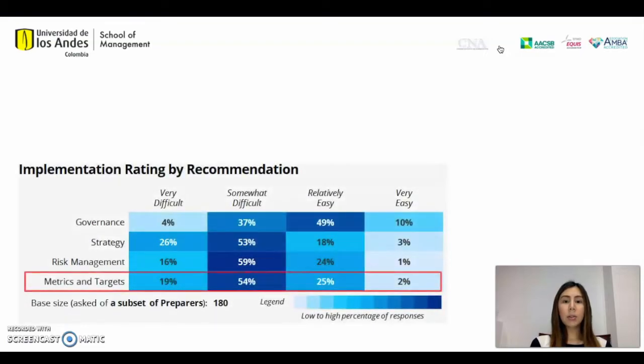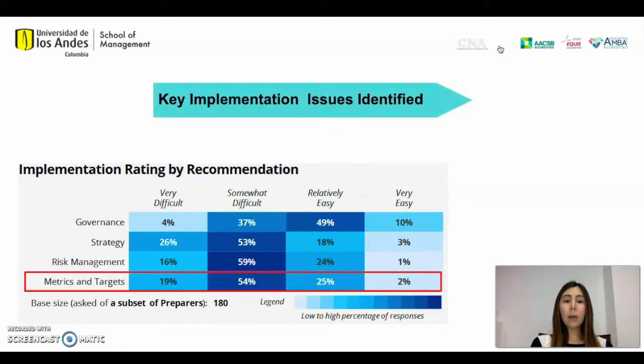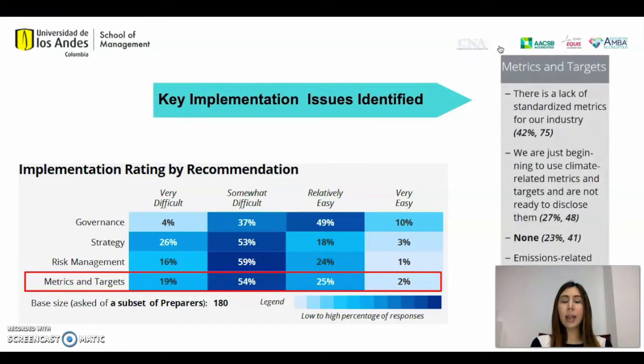As we can see, the majority of respondents rated metrics and targets as somewhat difficult to implement, and just 25% found it relatively easy. When they were asked about the key implementation issues, 42% answered that there is a lack of standardized metrics for the industry, 27% answered that they are just beginning to use climate-related metrics and targets and are not ready to disclose them. 22% didn't give an answer. In conclusion, one of the main challenges for TCFD recommendations is to increase the standardization of metrics and targets in order to make it easier for the preparers of information.